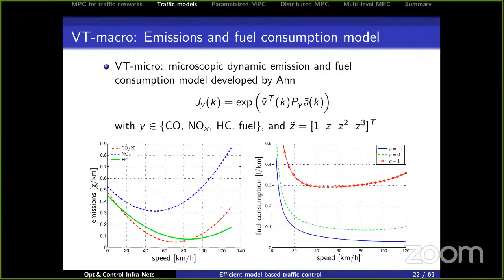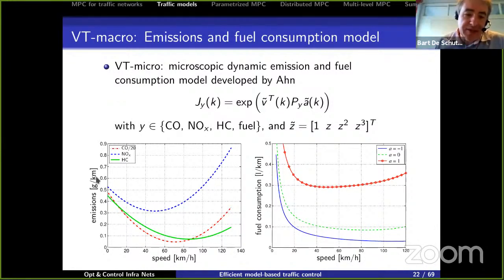It's also important to notice that here we express the emissions per kilometer traveled. So of course, if you have a low speed, you need more time to cover a certain distance. That also explains why for low speeds you need more time, and then you will in the end emit more to cover a certain distance.